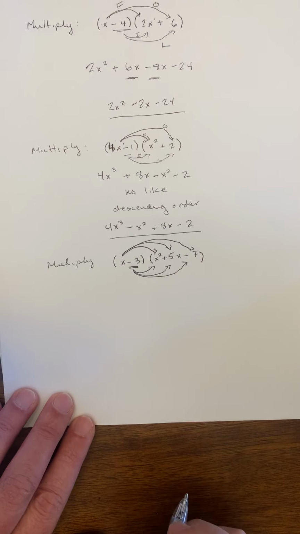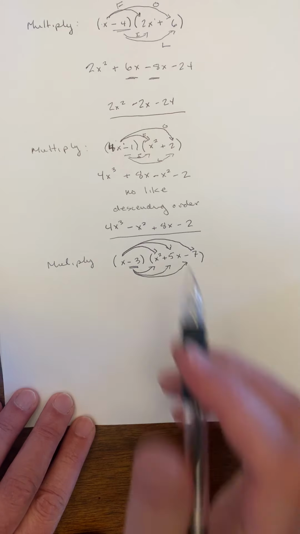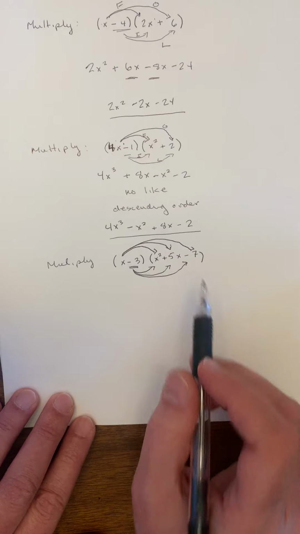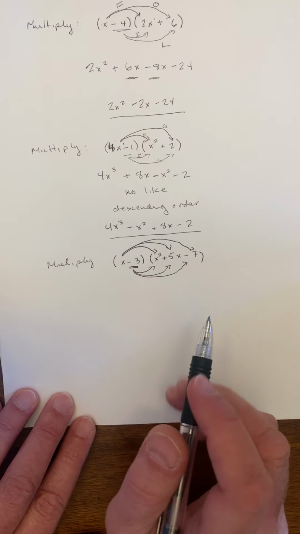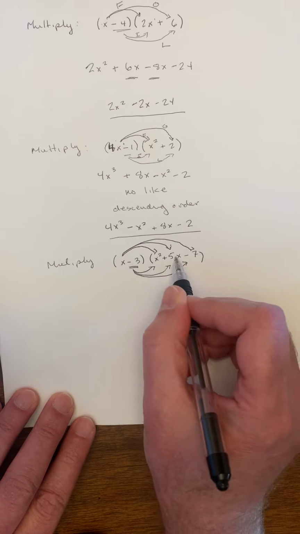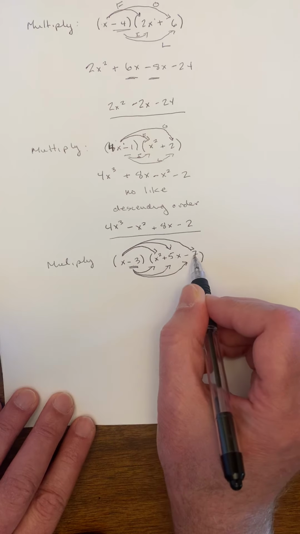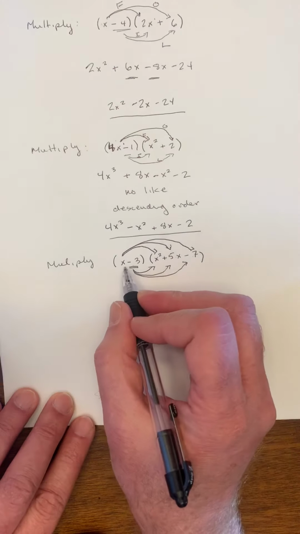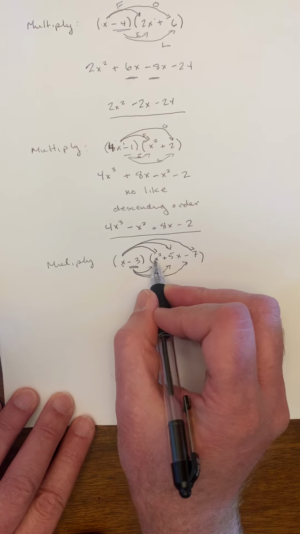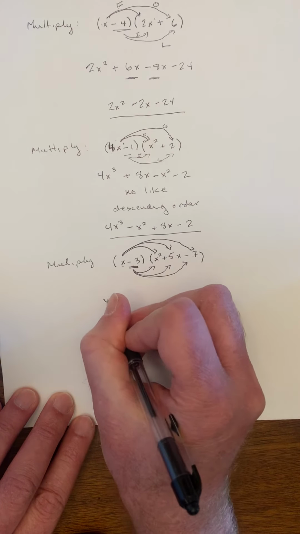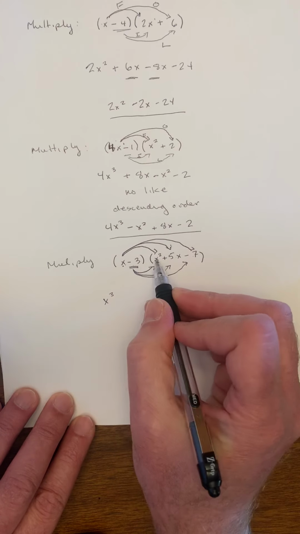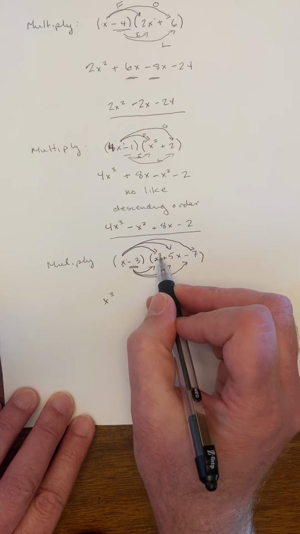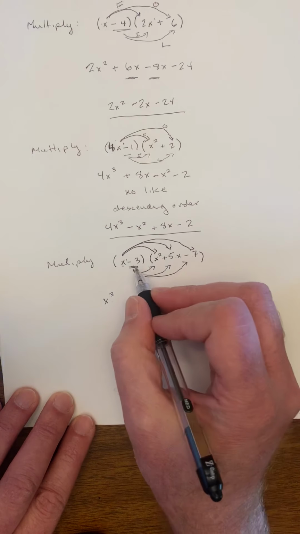Now, you can't really use FOIL here because that only works when you have 2 binomials. Because here, we have a binomial and a trinomial, but the idea of double distribution still works. This x gets distributed, this negative 3 gets distributed. It's just now we're distributing it through 3 different things. So let's start. x times x squared makes x cubed. It's a power of 1, it's a power of 2. We add them together to get 3.